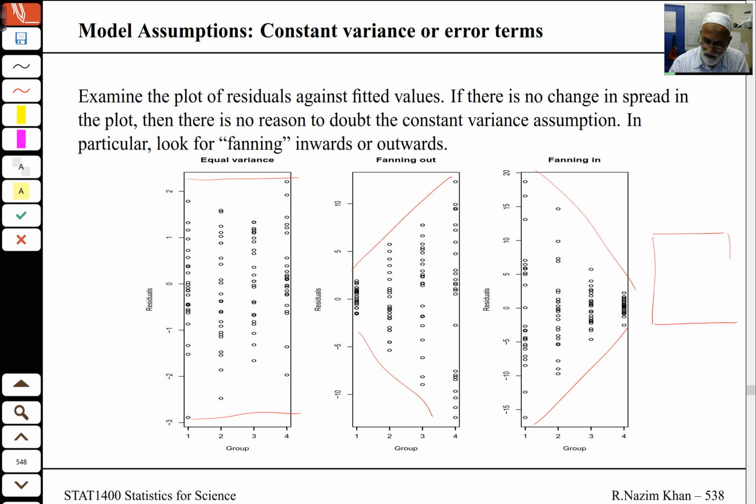And of course you can have data that may look like this. It may be small for that group, and then a small one there, and then a big one there as well. That's also possible, but fanning in and fanning outwards indicates some systematic change in the spread with the group number. So that's just constant variance terms.